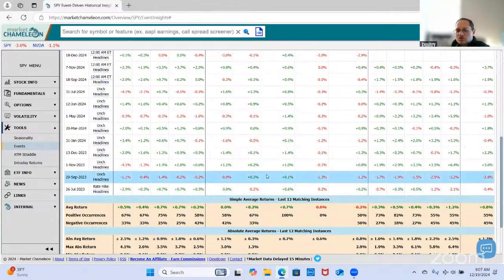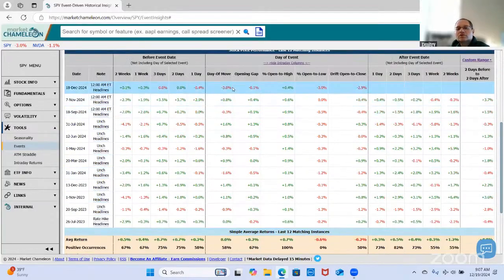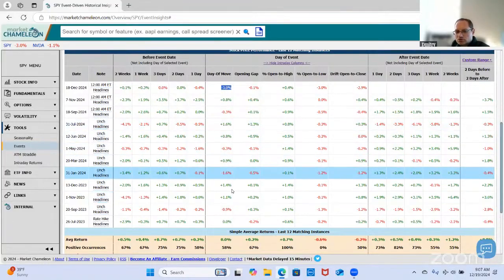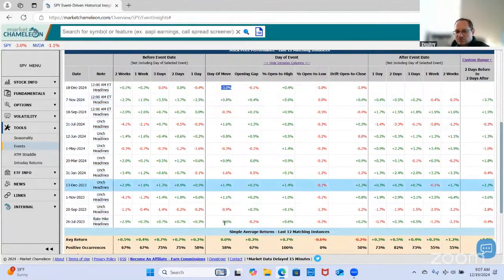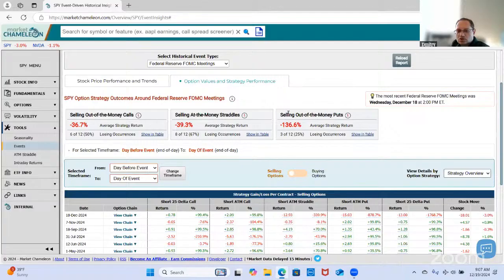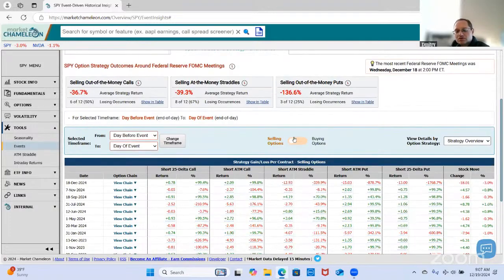However, there was this unusual move here of down 3% that we don't see in these observations. So let's go back up to the events. And by the way, we could look at the option strategies as well. So these are the different option strategies and how they behaved around the FOMC meetings.